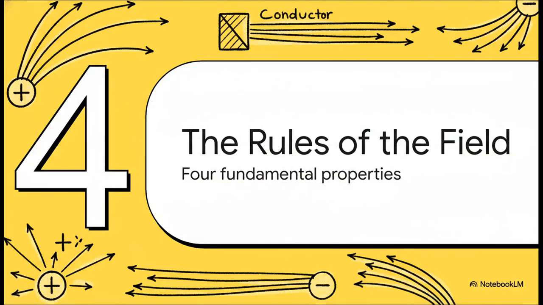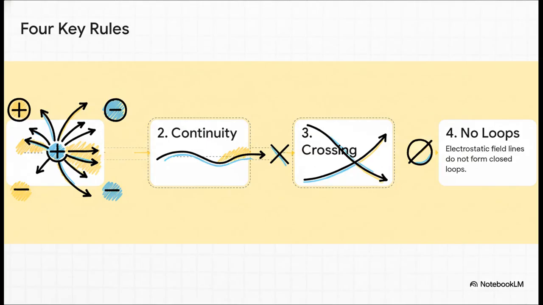So you can't just draw these lines however you feel like. To make sure they actually represent reality, there are a few very strict fundamental rules we always have to follow. And here they are. First, lines always start on positive charges and end on negative charges. Second, they're continuous. A field doesn't just vanish and reappear somewhere else. Third, and this one is a big one, two field lines can never ever cross. And fourth, for static charges, these lines never loop back and bite their own tail.